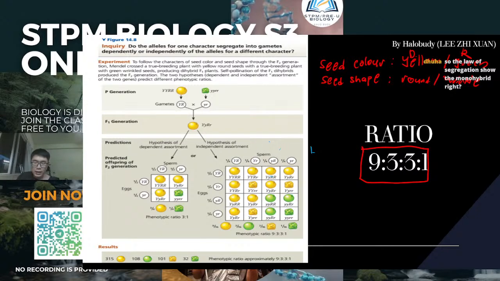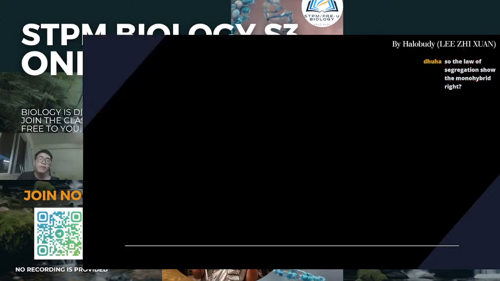I think I need to give an example. When we know that it involves two characteristics, we use the dominant and recessive alleles first.